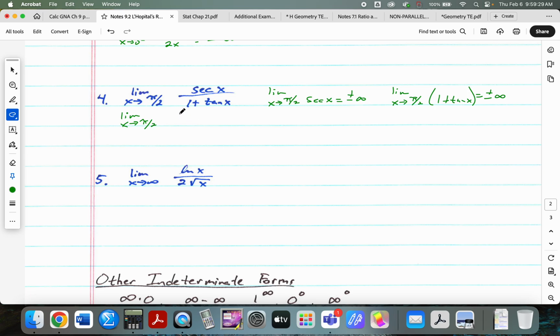The derivative of secant of x with respect to x is? Secant tangent? Yep. Very nice. Secant x tangent x. Over the derivative of tangent is? Secant squared. So I can cross out one of those secants.